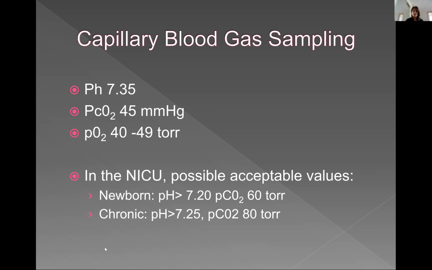What is interesting to note is with chronic babies, they don't try to get the pH into normal range. Even for a capillary blood gas, they'll accept acidotic pHs. As long as the pH is greater than 7.25, then usually ventilator changes are not made or intubation is not determined as long as pH is greater than 7.25.